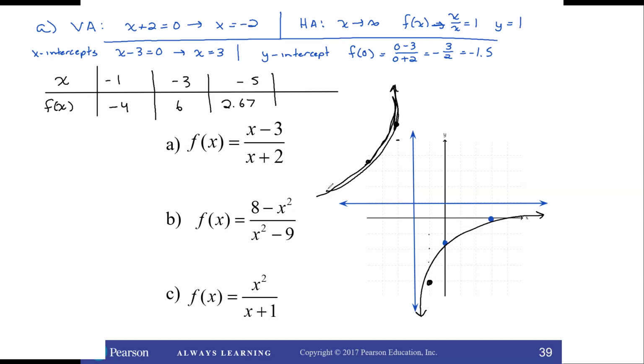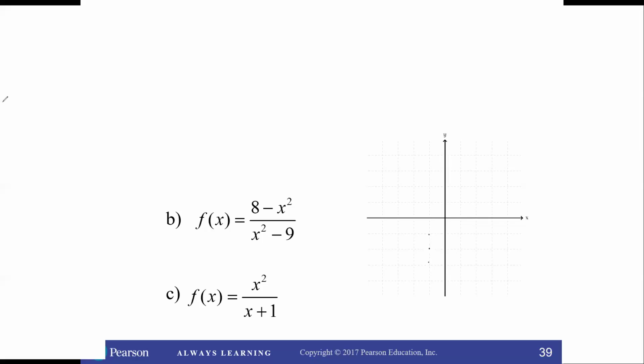So I'm going to clear this out and then we're going to do B. For B, the vertical asymptote would have to be wherever the denominator equals 0. So in this case, x squared minus 9 equals 0. That means x minus 3 times x plus 3 should equal 0, because it's the difference of squares. So the zeros at the bottom would be at +3 and -3. Those are my vertical asymptotes.